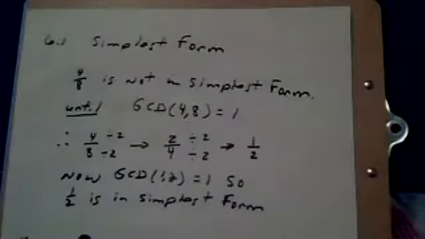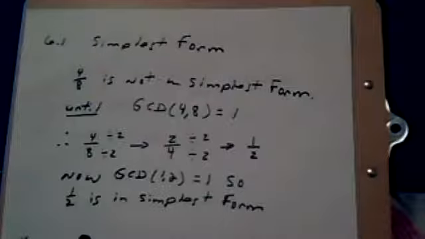Simplest form, 4/8 is not in simplest form. One way you could describe simplest form is saying that the GCD of those two numbers, the numerator and denominator, is 1. In other words, when the GCD is 1, there's no other number that can divide both of them. In other words, you've reduced it. But we know that we could divide the 4 by a 2 and an 8 by a 2. Therefore, 4/8 is not in simplest form yet, so you reduce it to 2/4.